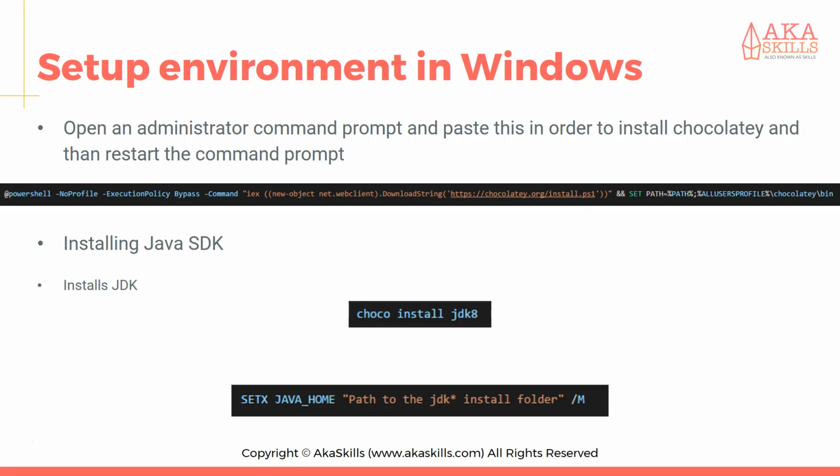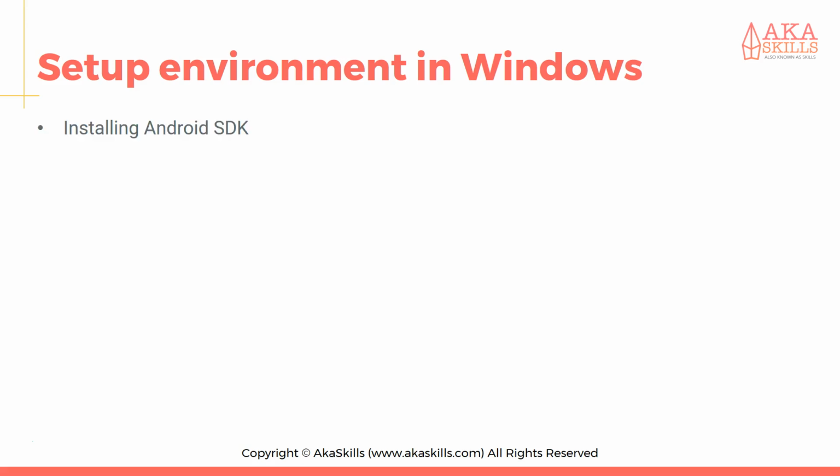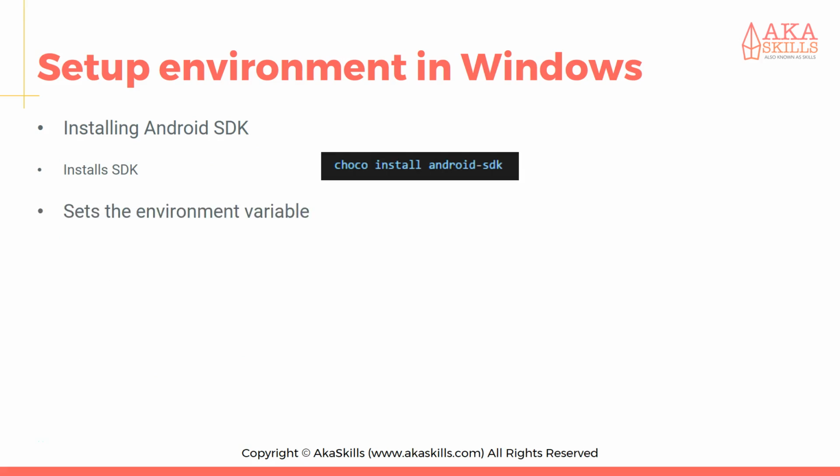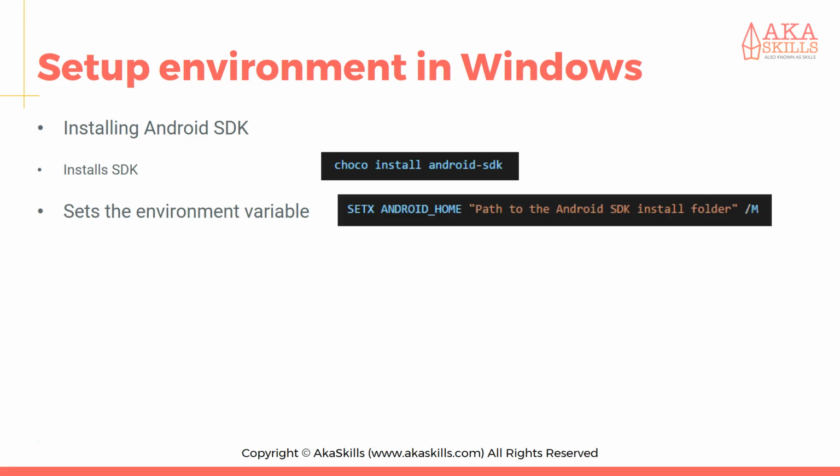With choco install jdk8, and you need to set the environment variable with setx JAVA_HOME, and you have to provide your path to the JDK install folder. After that you have to install the Android SDK with choco install android-sdk, and you have to set the environment variable, so setx ANDROID_HOME and again the path to the Android SDK install folder. After that you have to restart your command prompt.